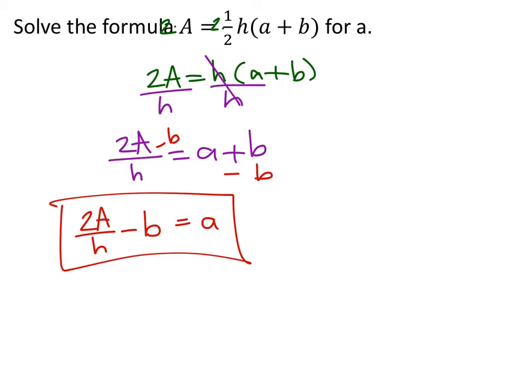If by chance you distributed the h, then you probably ended up with something like this: 2a minus bh over h equals a. I'm okay with that.